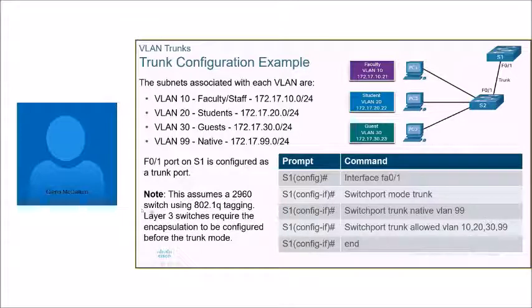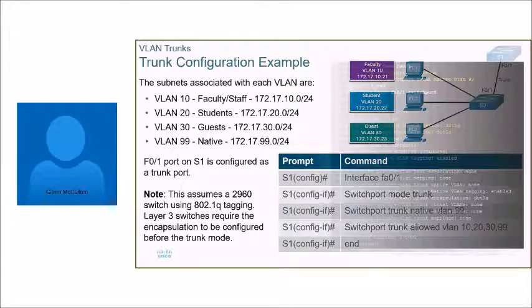This assumes the 2960 switch using 802.1Q tagging. Layer 3 switches require the encapsulation to be configured before the trunk mode. There were actually other trunking protocols used in the past, so on some you actually have to change it to be 802.1Q. It wasn't always the default for Cisco.